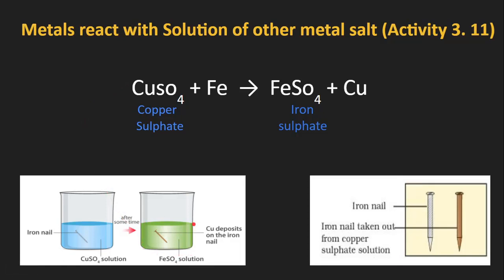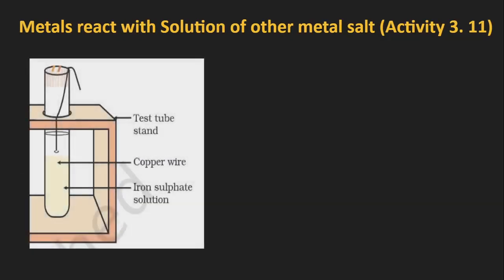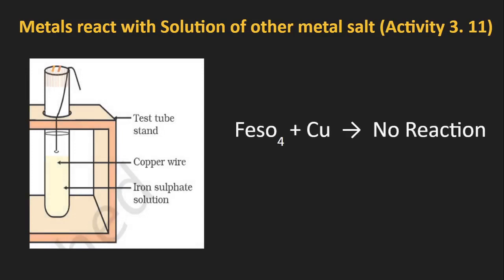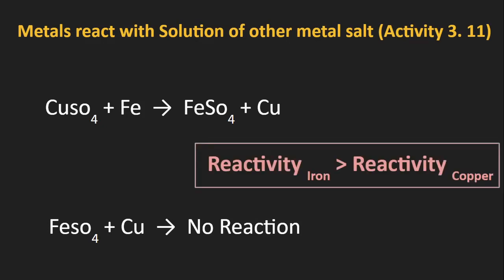Now what about the reaction in the other test tube? Yes, there is no reaction at all, and that's because iron is more reactive than copper. Copper will not displace the iron. So what we are trying to learn here: in the second test tube you can see there is no reaction. These are the two equations that we have got in this activity. This happened because the reactivity of iron is more than the reactivity of copper. Therefore, iron displaces copper from its solution, but copper will not displace the iron.